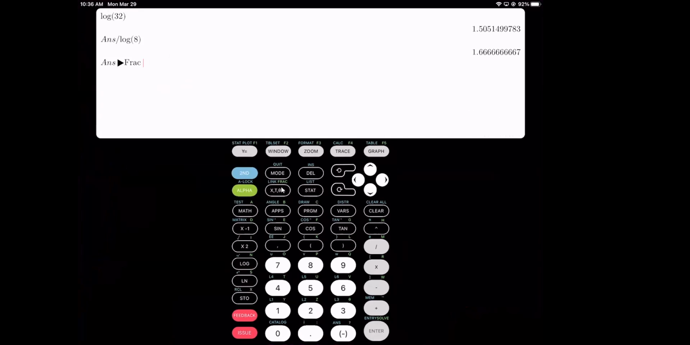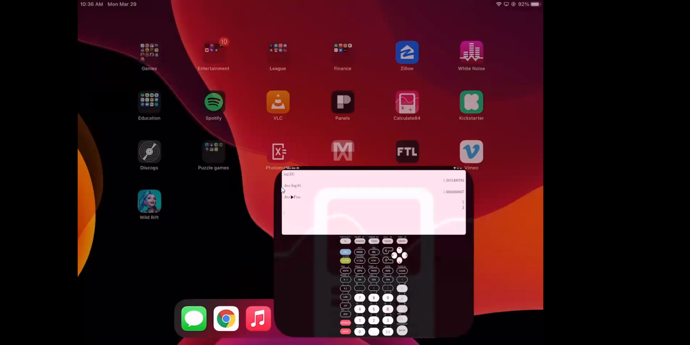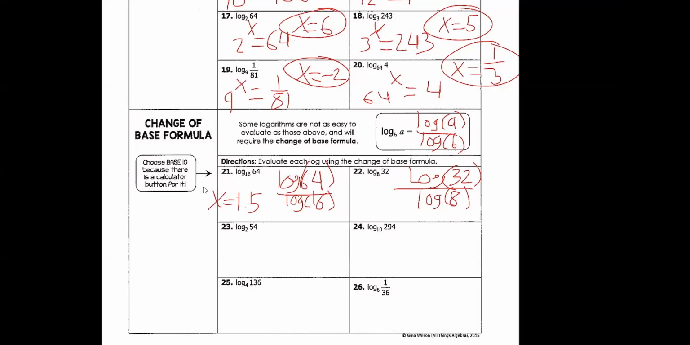Remember, you can change it into a fraction if you'd like. So that'd be 5/3. Some of those you could just see, but that would be 5/3, which would have been hard to see, like 8 up to the 5/3 equals 32. I don't think I would have been able to easily figure that out without this.